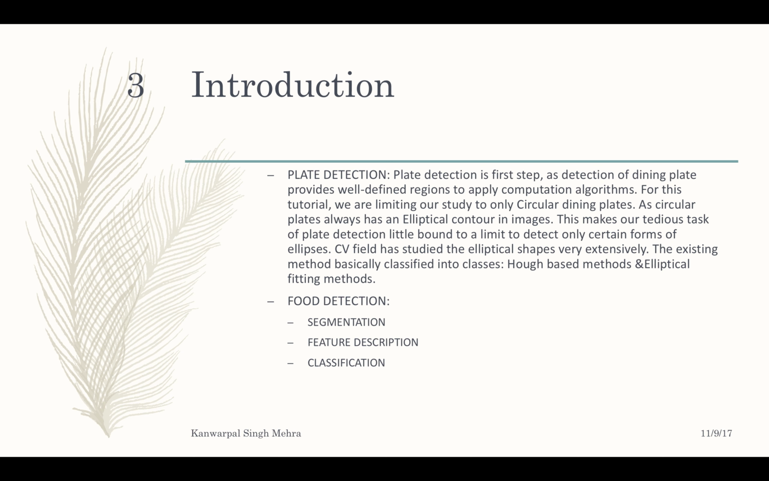So as per the scope of this application, I'm limiting my research to detect a particular type of dining plates, the round plates I have chosen in this tutorial. So we're going to study a well-defined approach to detect a round circular dining plate from a dining table, and then we have a well-defined, structured algorithm to detect the food further in that plate.